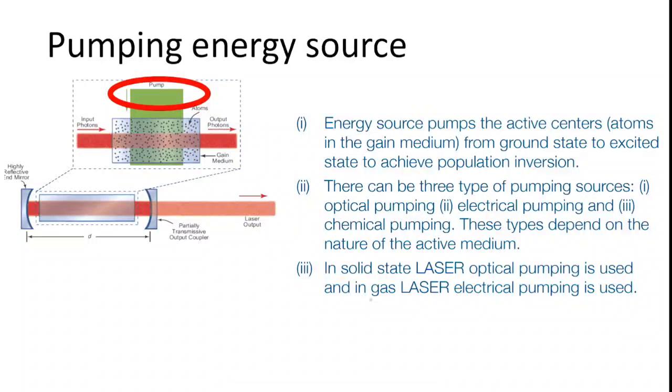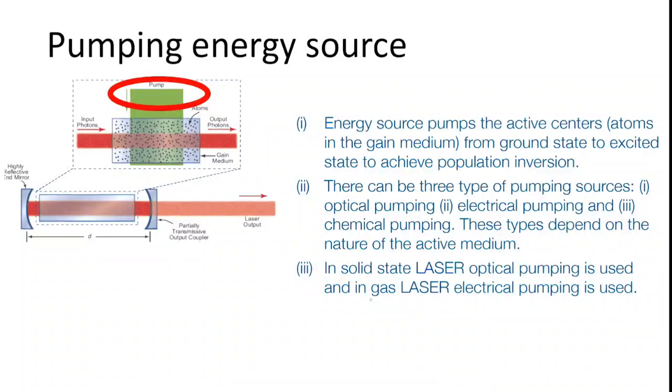The resonant cavity, which is also known as optical resonator, in simple words, consists of two parallel mirrors placed around the gain medium. Among the two mirrors, one is highly reflective, like 100% reflective, and the other is partially transmissive, like 99% reflective.